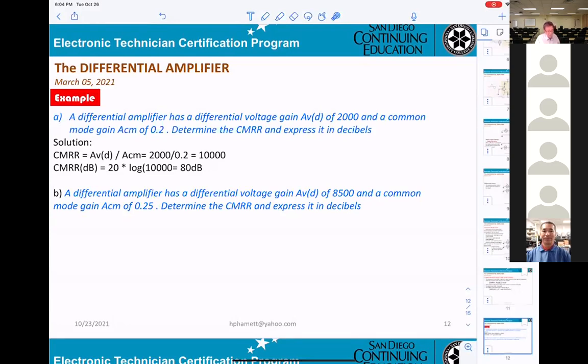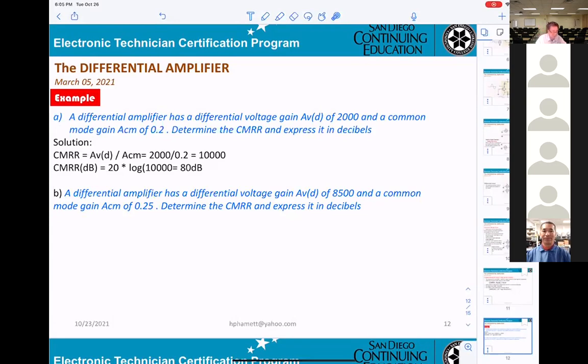If you get the same answer, yes, I got the same answer. Now you do it for me, number B. A differential amplifier has a differential voltage gain of 8500 and a common mode gain of 0.25. They want to know the common mode rejection, also in decibels. Do that one. Make sure you can get the right answer.